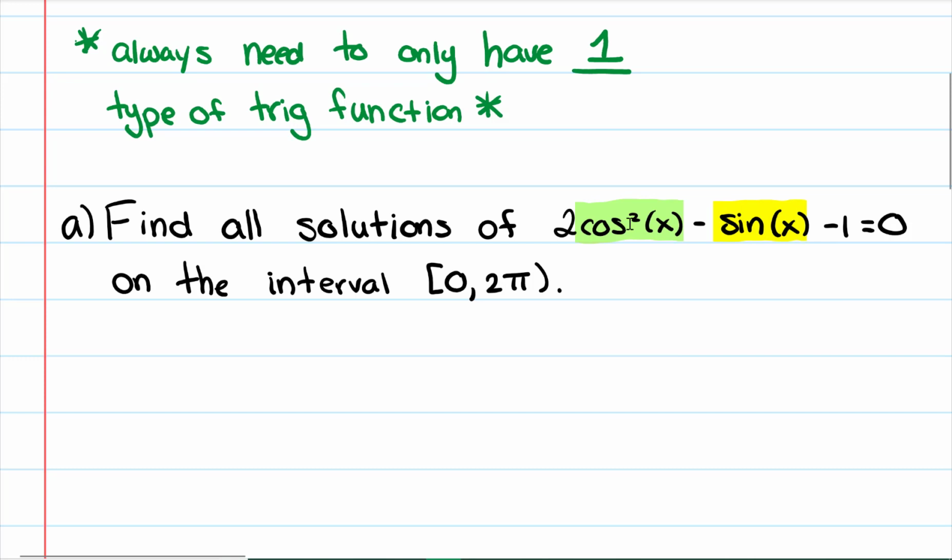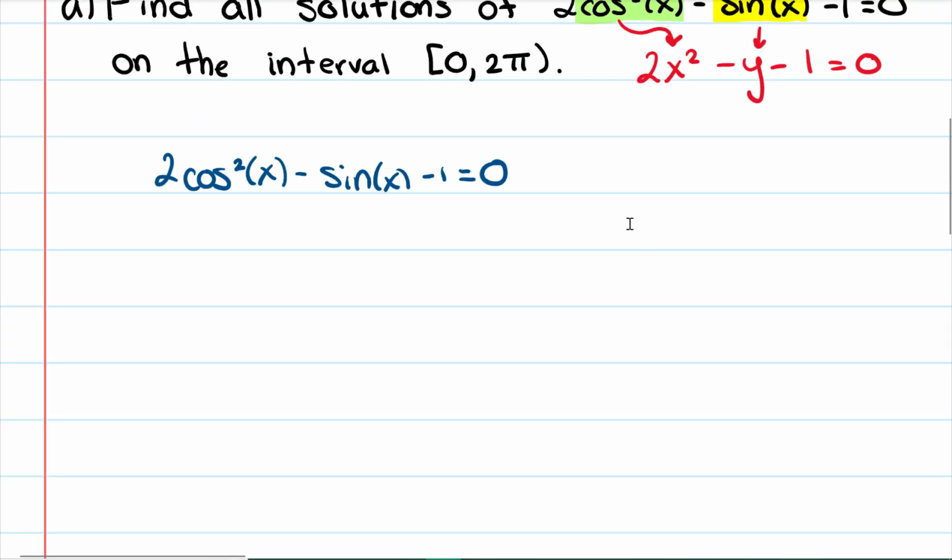And the problem with this is we can't factor out a cosine from everything because not every term has cosine. And we can't factor out a sine from everything because not everything has sine. We also can't break this down into factoring how we did in the previous examples, because if I made this a more simple problem, it'd be like 2x squared minus y minus 1 equals 0, because sine and cosine are two different variables. So the first thing I like to do is just rewrite the problem down, and then we need to turn one of our trig functions into the other.